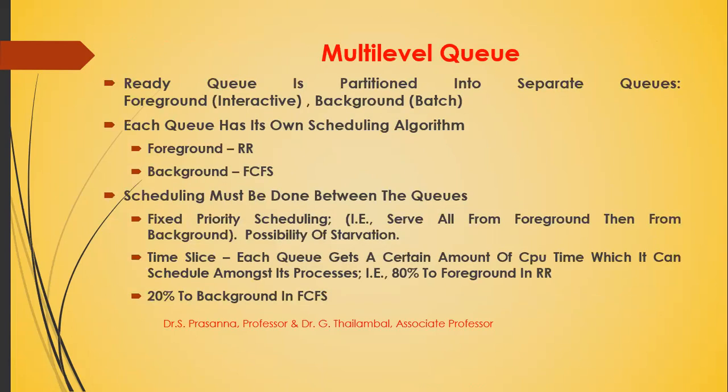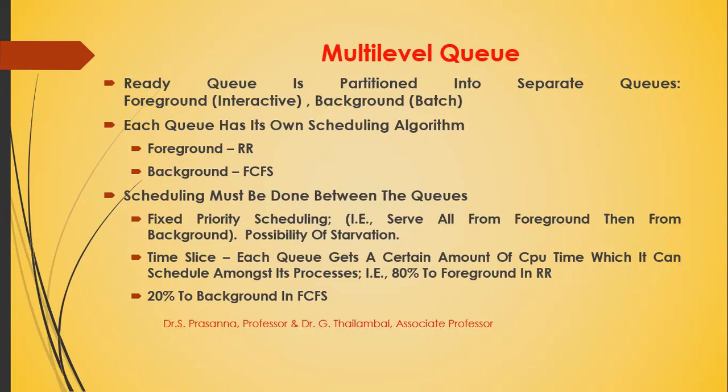Multi-level queue scheduling. The ready queue is partitioned into separate queues, that is foreground queues and background queues. Foreground queues will have interactive programs and background queues will have batch programs. Each queue has its own scheduling algorithm. Foreground will use the round robin scheduling and background will use the first come first serve scheduling. So scheduling must be done between the queues.